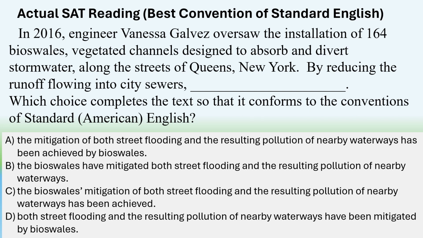So in 2016, engineer Vanessa Galvez oversaw the installation of 164 bioswales, or vegetated channels designed to absorb and divert stormwater, along the streets of Queens, New York, by reducing the runoff flowing into city sewers. Which choice completes the text so that it conforms to the conventions of standard English?